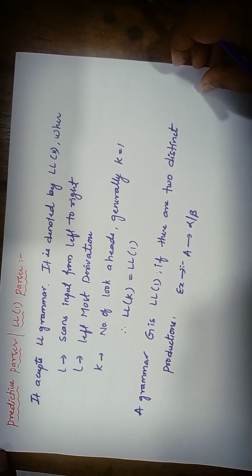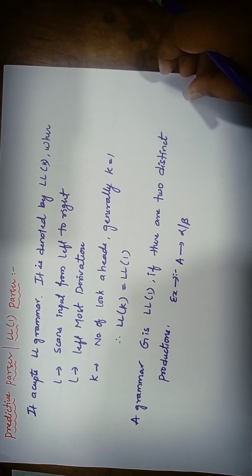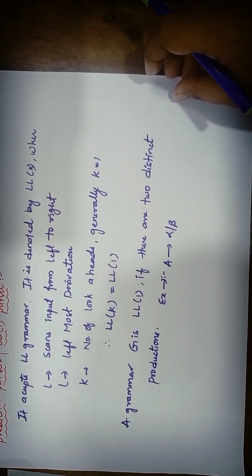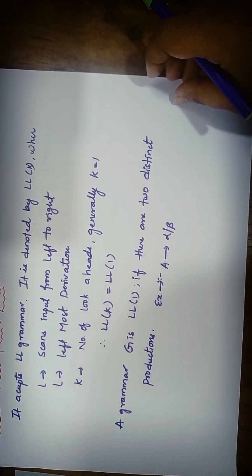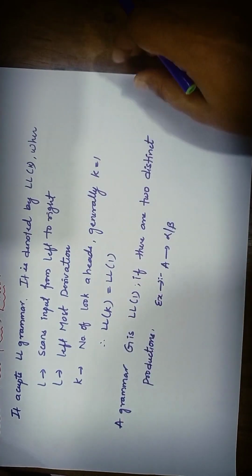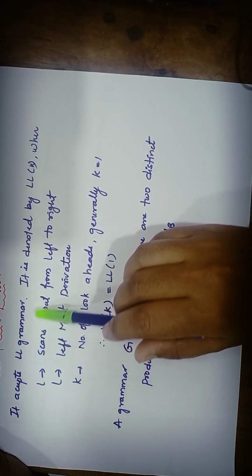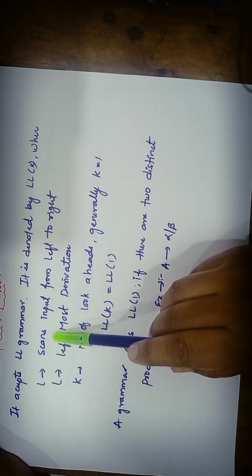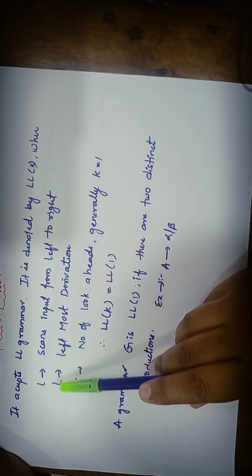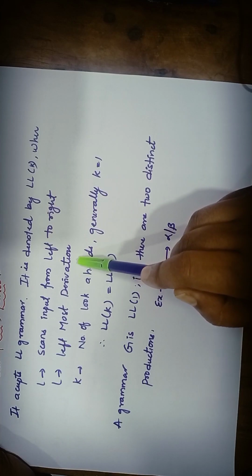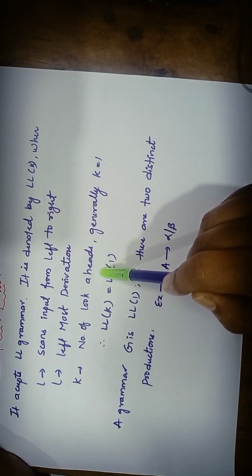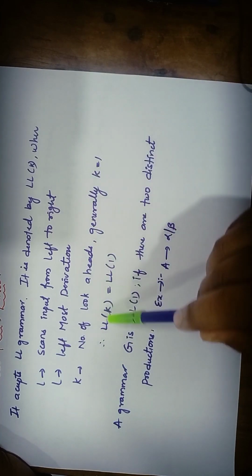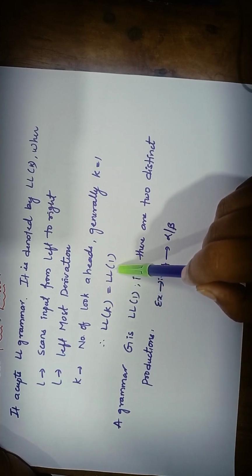Next, we are going to see what we mean by predictive parser. The predictive parser accepts LL grammar. It is denoted by LL(k), where the first L stands for scanning input from left to right, the second L stands for leftmost derivation, and k stands for the number of lookaheads. Generally k equals 1. Therefore LL(k) equals LL(1).